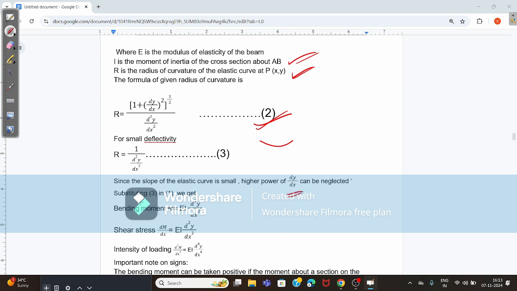Now substituting 3 in 1, we get M = EI d^2y/dx^2. Shear force is dM/dx, differentiating with respect to x: EI d^3y/dx^3. Intensity of loading is d^2M/dx^2 = EI d^4y/dx^4. You have to differentiate it 2 times.